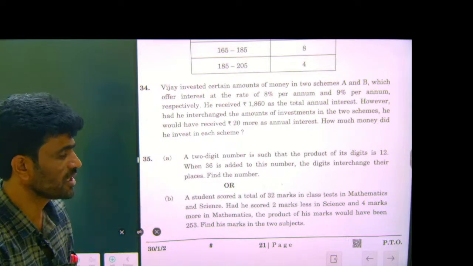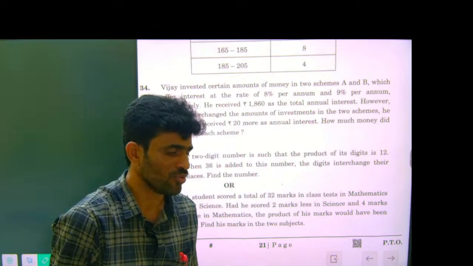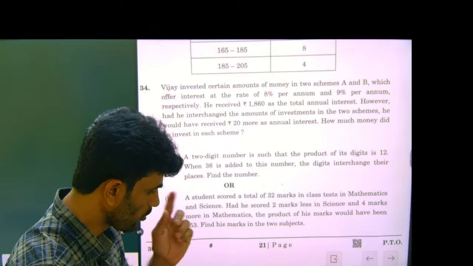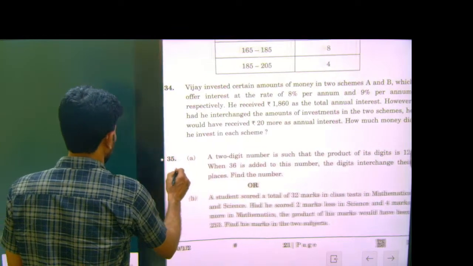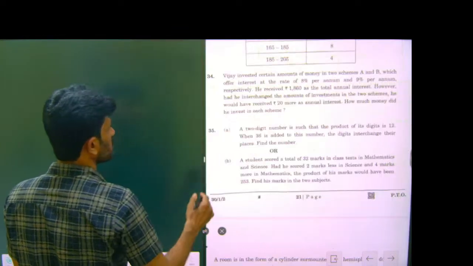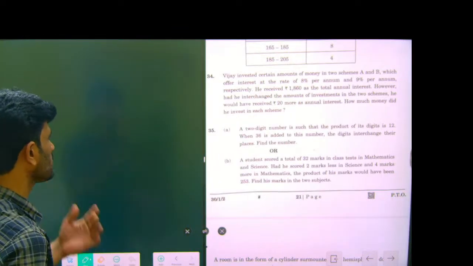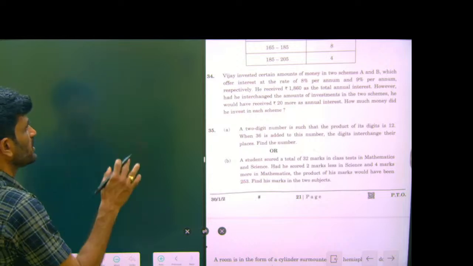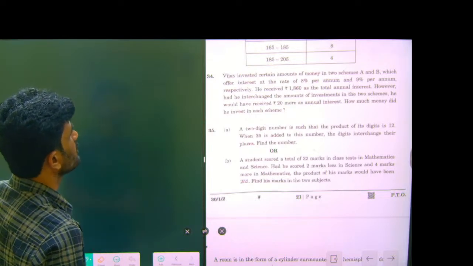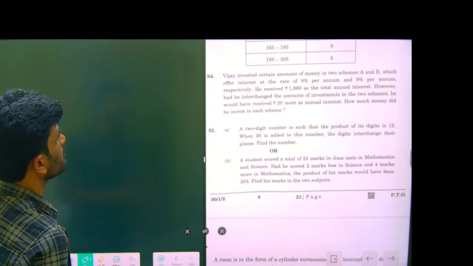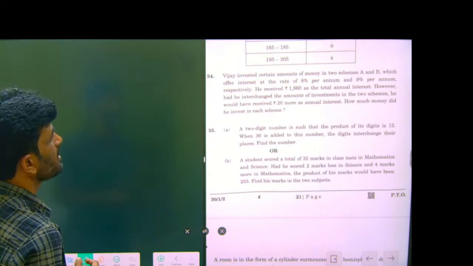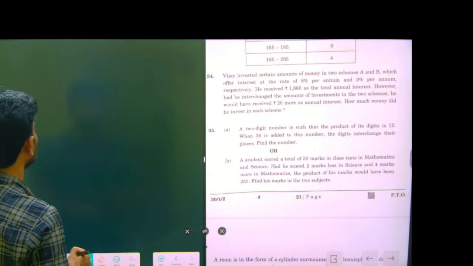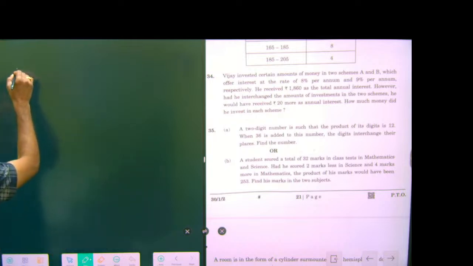Here, because the question is related to interest, you do not need to use any simple interest or compound interest formula. What we have to do is take two parts, two schemes, scheme A and scheme B. In the first case, the rate is 8% per annum on A and 9% per annum on B. So we have to take amounts.